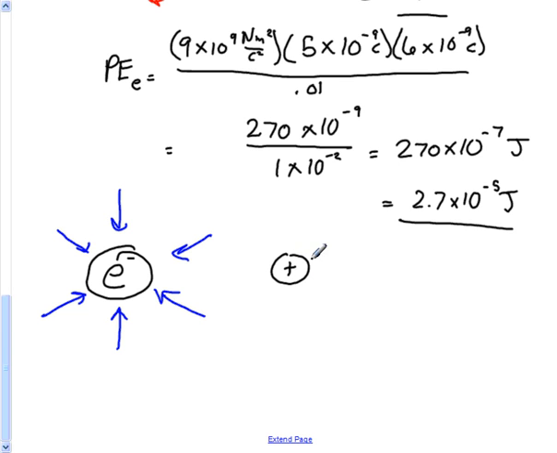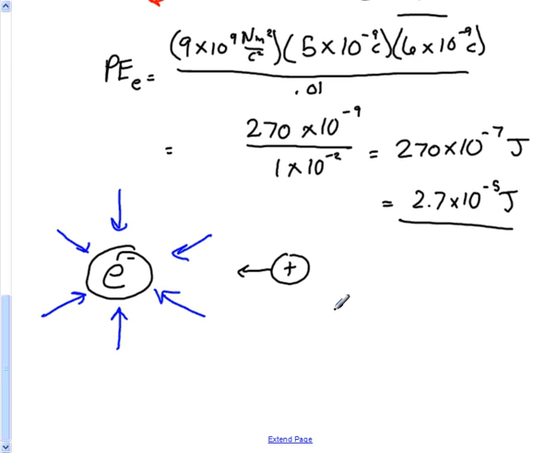Am I going to have to force this positive charge into the electron or get it near the electron? Well, the answer is no. A positive charge wants to be near an electron. So we actually have to do what we would consider negative work. The electron is the one pulling the positive charge close to it. So we don't have to do any work. The electron itself is doing the work here.